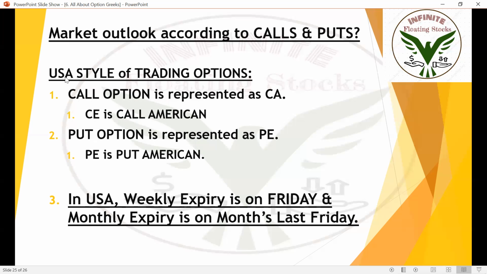So, call option and put option in the USA style of trading options. Okay. So call option is represented as CA and put option is represented as PA. Ignore, there is a mistake in this slide. So in American style, call option is represented as CA and put option is represented as PA.